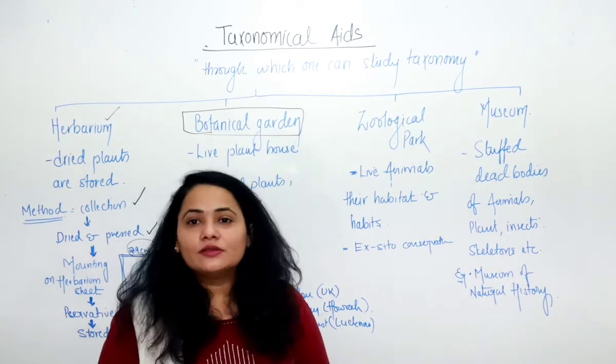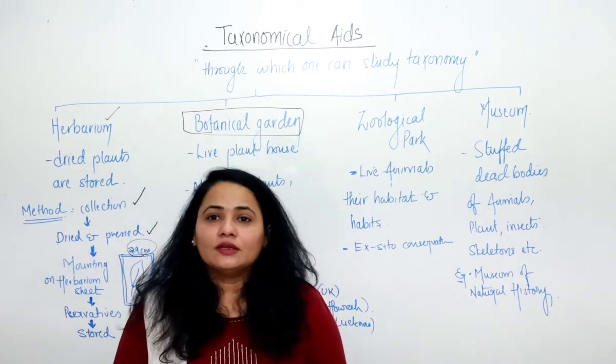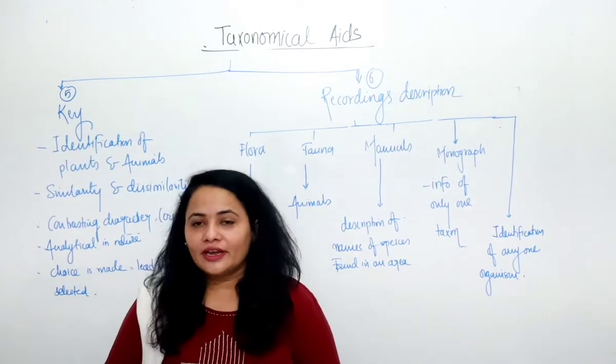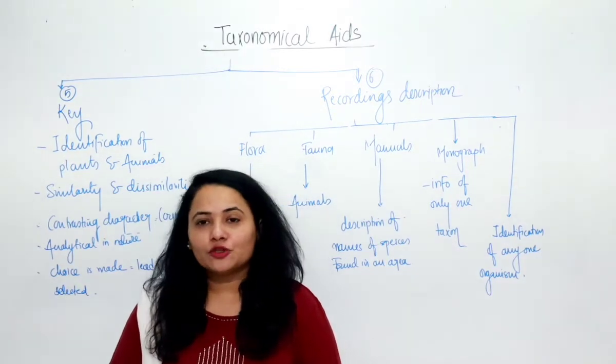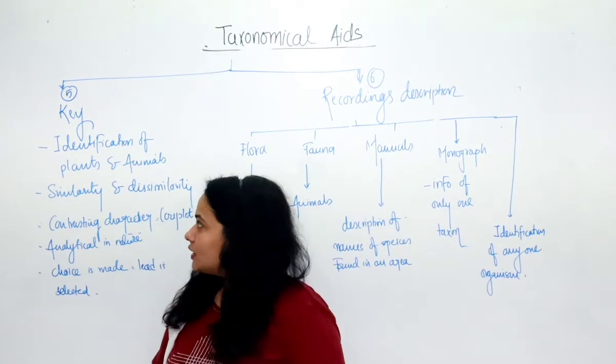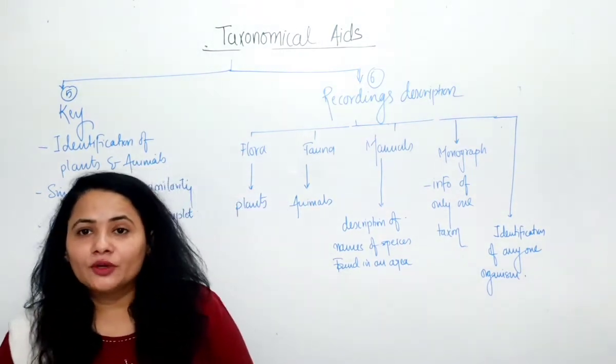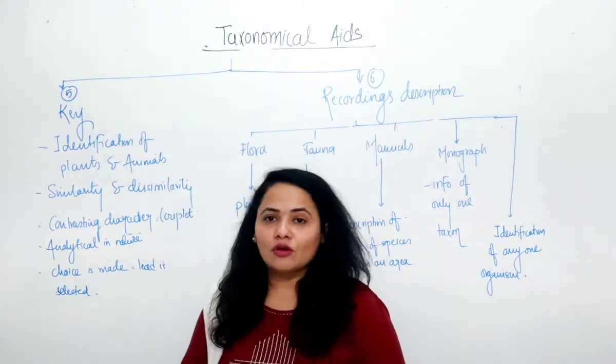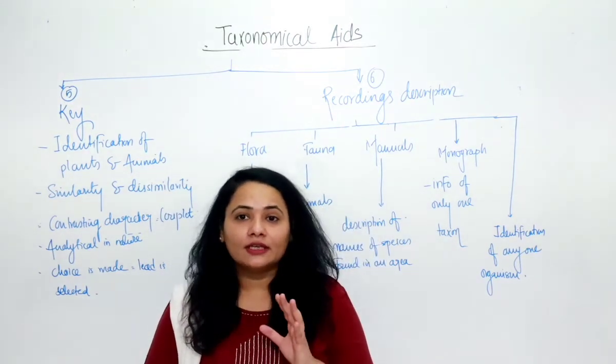And the last one is museum, where everything is being stuffed and kept and preserved. Now we'll be talking about the next 2 taxonomical aids after studying the 4 previous ones. So now the 5th taxonomical aid, which is helpful in identification of plants and animals, is known as a key.